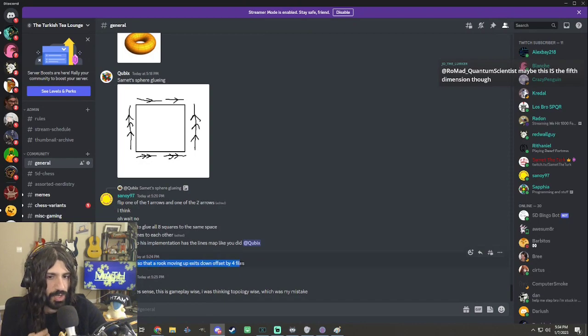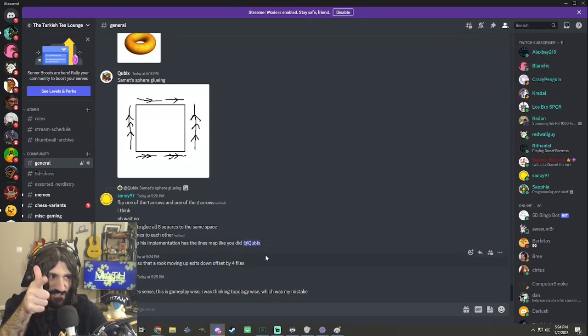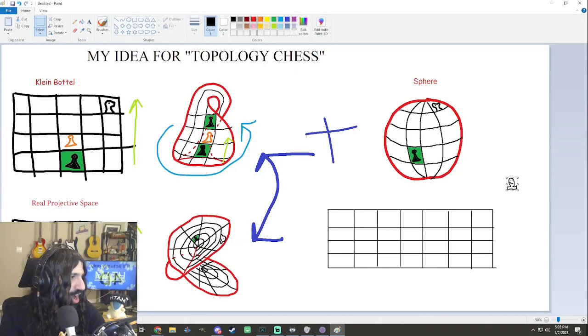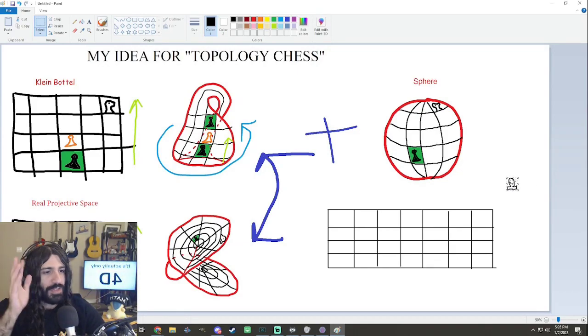Yeah, it's made so a rook moving up exits offset by 4 files. Cubics nailed it. All right. So that's how you know what? I'm going to keep this guy. He's kind of cute. I like him.